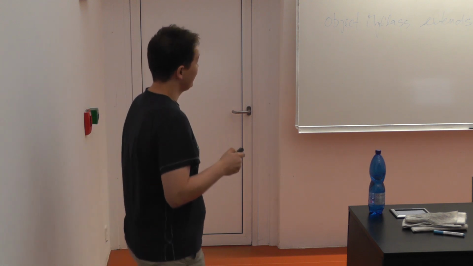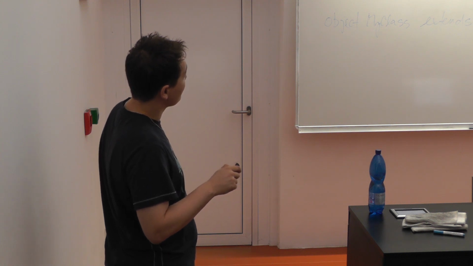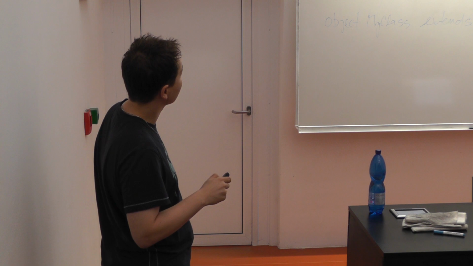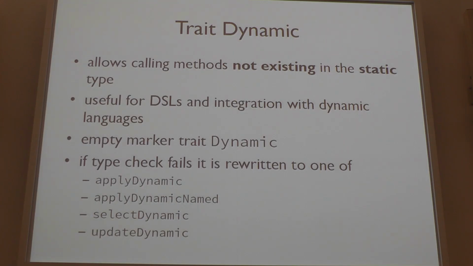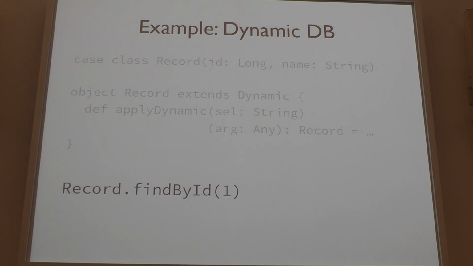So, as I said, this is applyDynamic if you just call a method. There are also selectDynamic if you want to select a field from a class, or applyDynamicNamed with named parameters, or updateDynamic if you use something like object.field = something. Then updateDynamic would be called. I think this is very powerful, and even though it looks dynamic, it's statically checked at the end, so it's absolutely fine to use it.